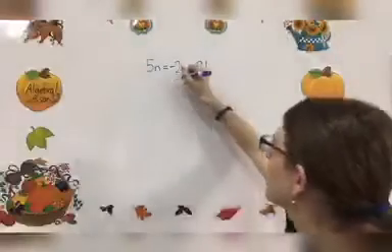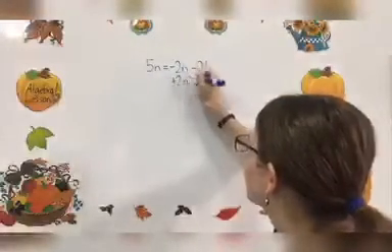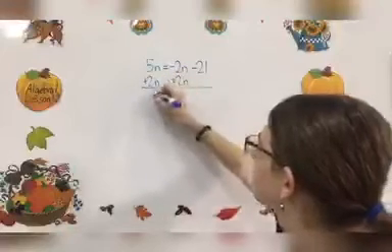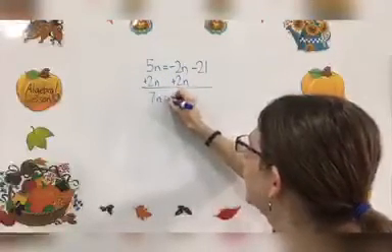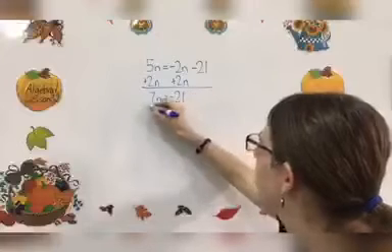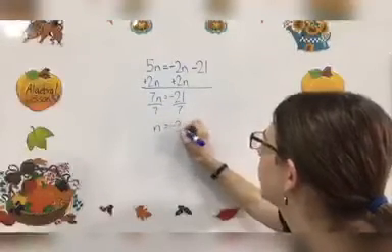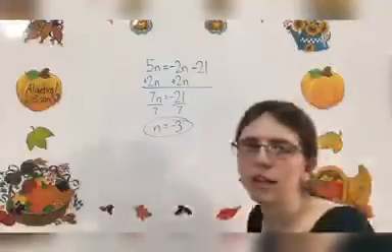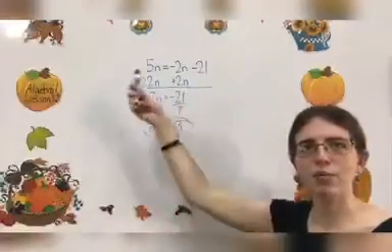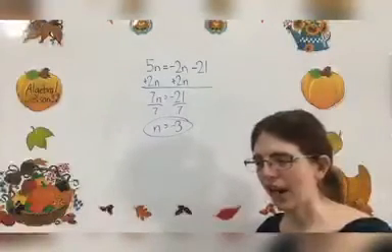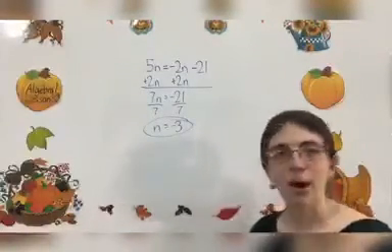Okay, I'm going to add 2n to both sides, so I get rid of that having two variables, and I get 7n equals negative 21. Divide both sides by 7, and n equals a negative 3. Plug negative 3 back up here in the original equation in place of n, and you get your answer. Okay, pause now to do your practice.